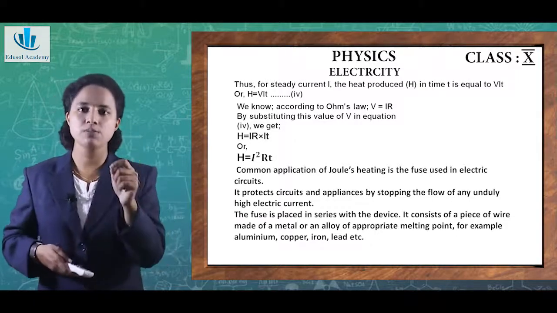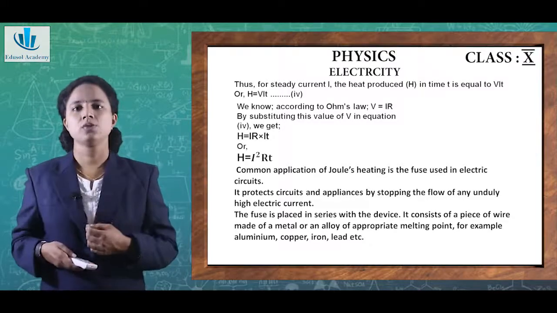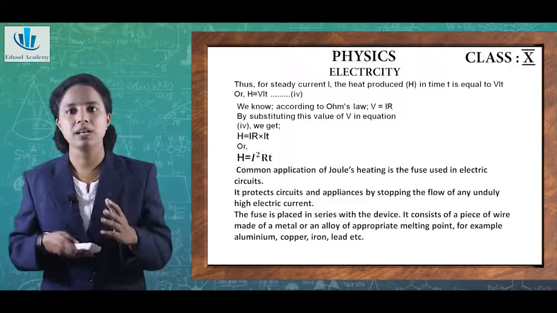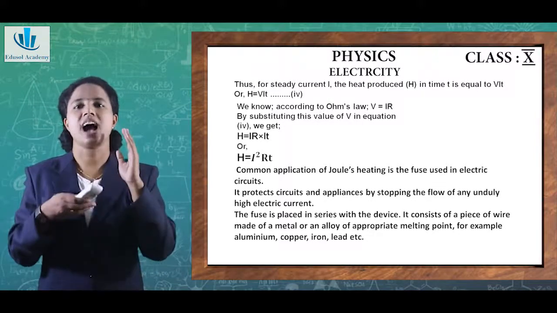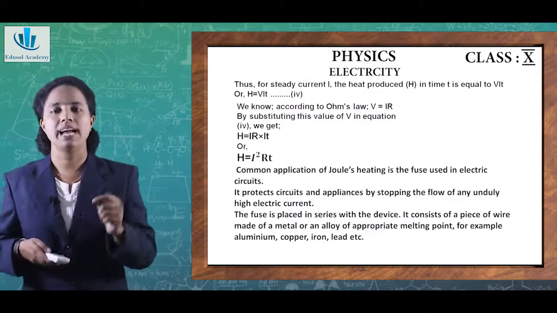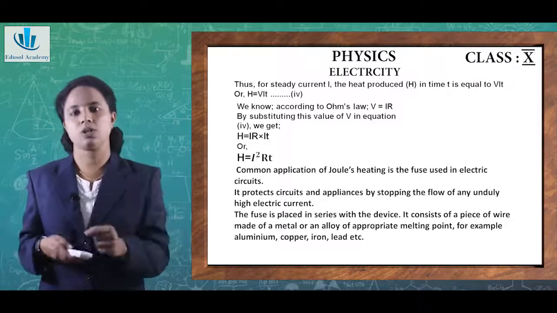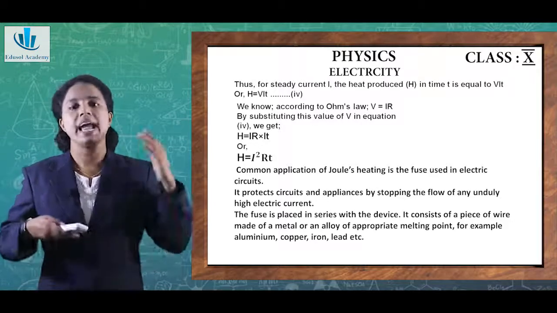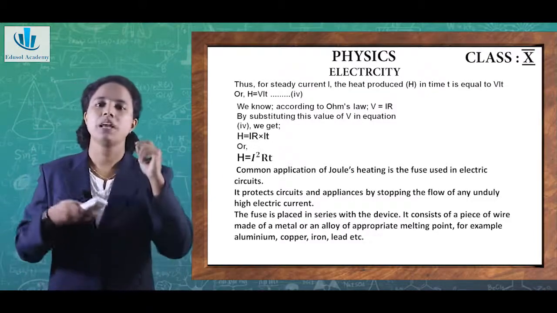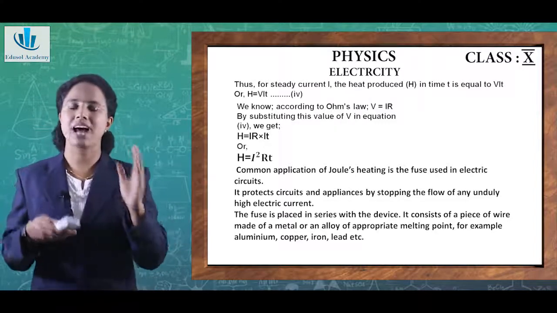According to Ohm's law, we know that V equals I into R. So if you substitute the value of V in equation 4, then you will get H equals I R into I T, because we already know that I into R is V according to Ohm's law. So it would finally give you H equals I square R T. So finally we get Joule's law of heating equation as H equals I square R T.